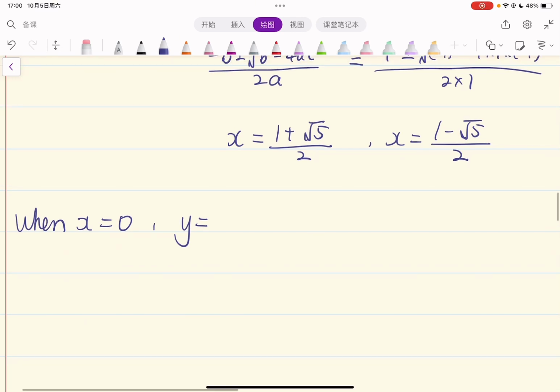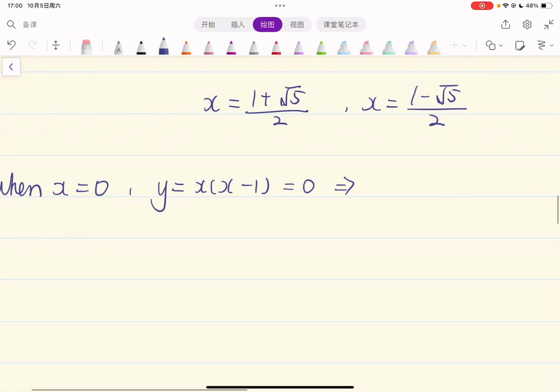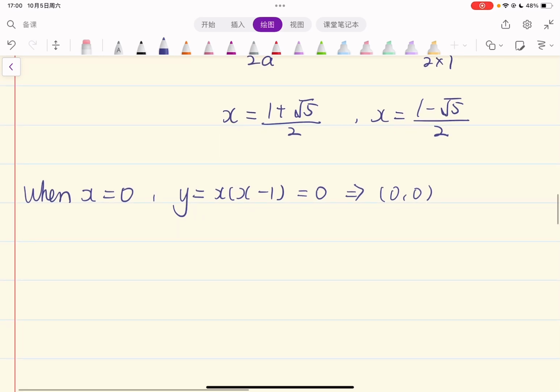We have y equals x times (x minus 1). I like to use this one. So that equals 0, which implies that it has (0, 0) as a point of intersection.